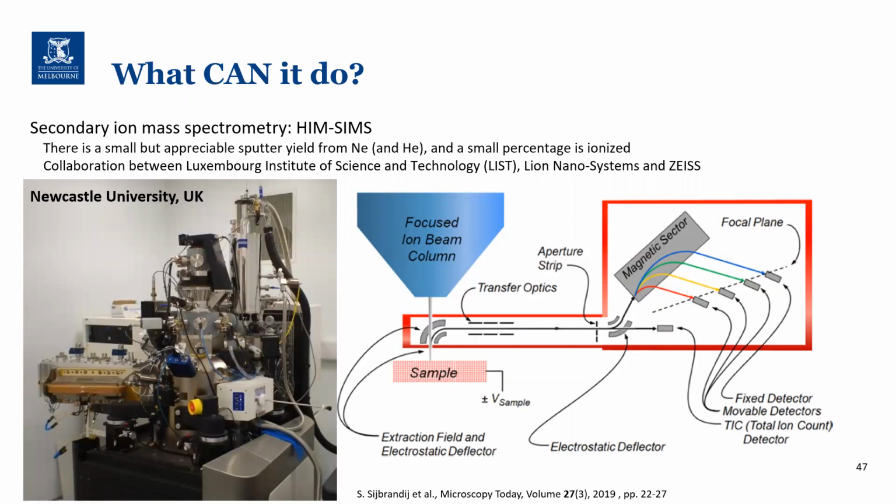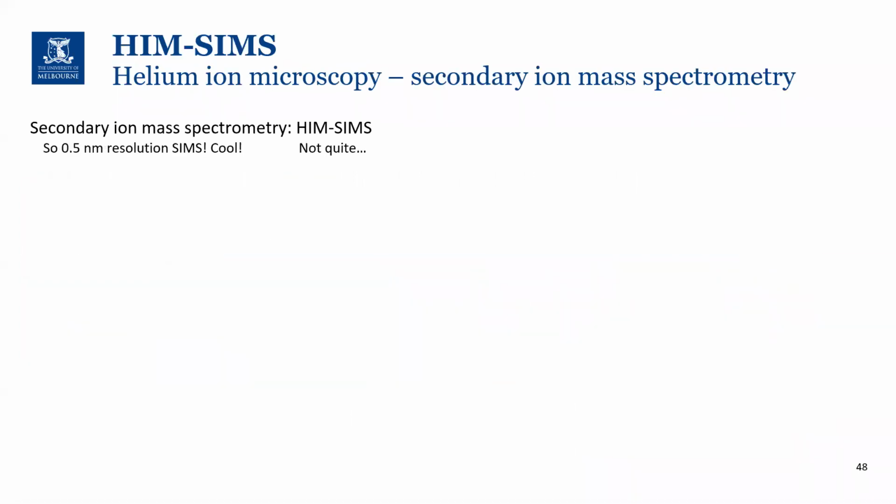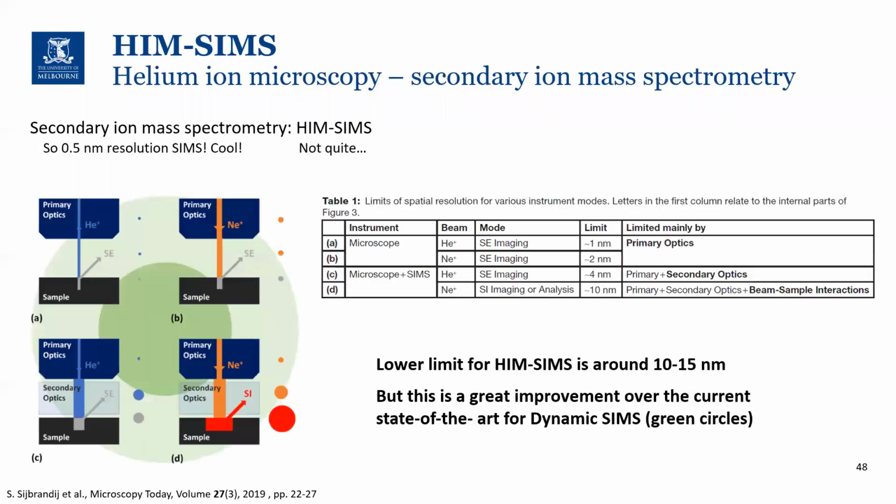So what can it do then? You would think that, oh, excellent, we can get 0.5 nanometer resolution SIMS. That's amazing. But it's always a bit of a trade-off. So we can't get that sort of resolution. However, we can get a lot better than the best dynamic SIMS systems out there.